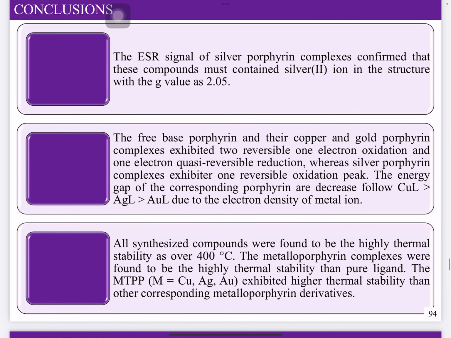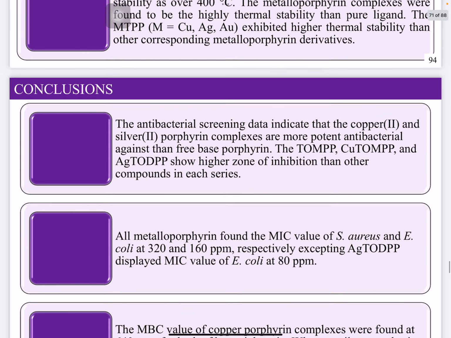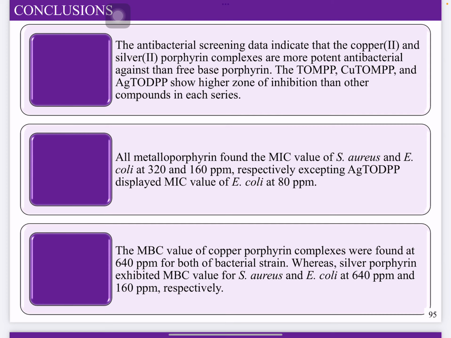The ESR spectroscopy confirms that the silver we prepared is silver 2 plus, as shown by the signal in the ESR spectroscopy. The gold porphyrins also show a g value of about 2.00. The free base porphyrins and their copper and gold porphyrins exhibit 2 reversible 1-electron oxidations and 1 quasi-reversible 1-electron reduction. The cyclic voltammetry confirms that increased electron density in the complex lowers the first oxidation potential.